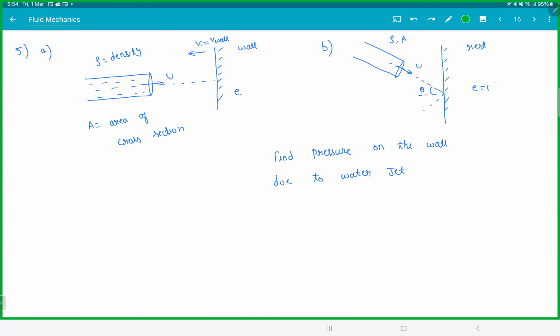E is 1 in the second case. Second case, E is 1. And the sign will not come. Only the momentum along the normal will change, na?